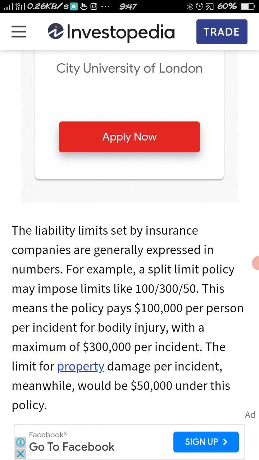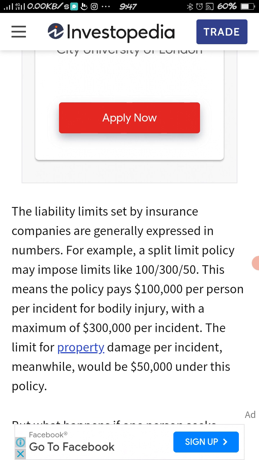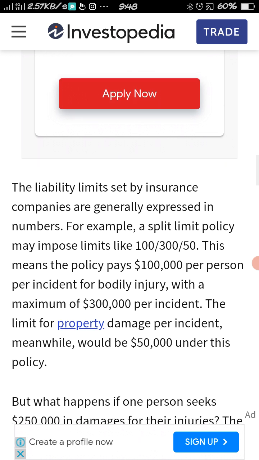The liability limits set by insurance companies are generally expressed in numbers. For example, a split limit policy may impose limits like 100, 300, 50. This means the policy pays $100,000 per person per accident for a bodily injury with a maximum of $300,000 per accident. The limit for property damage per incident, meanwhile, would be $50,000 under this policy.